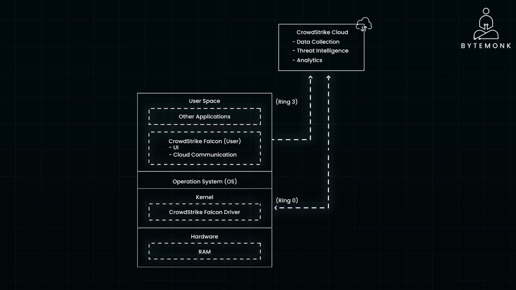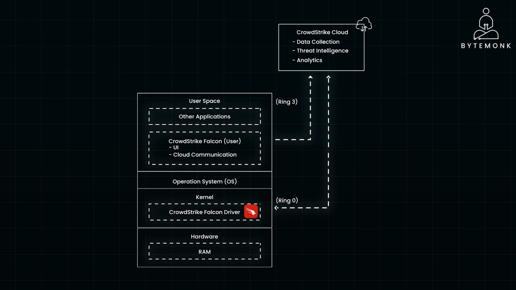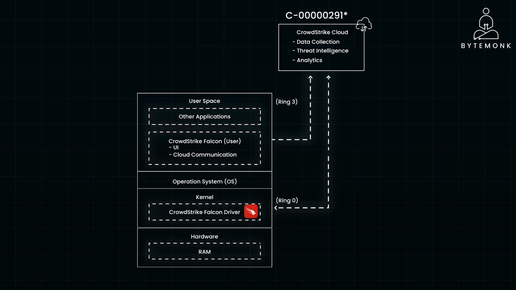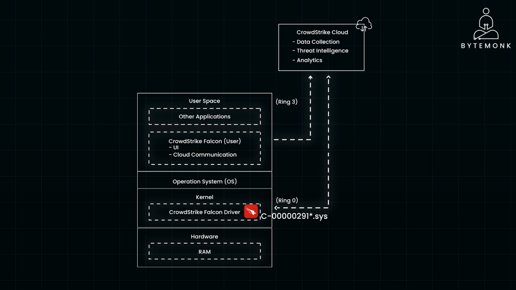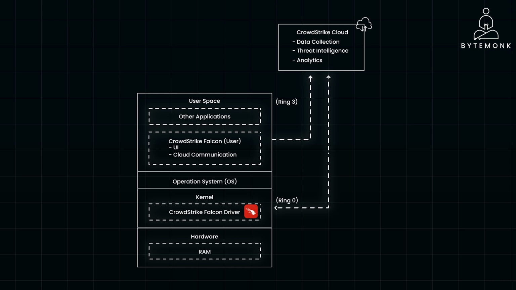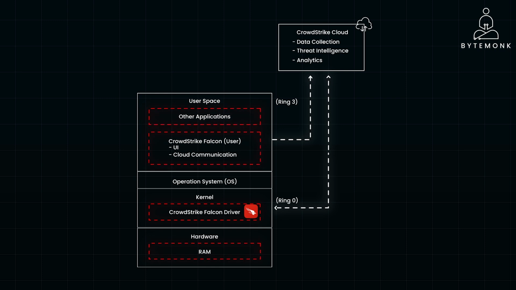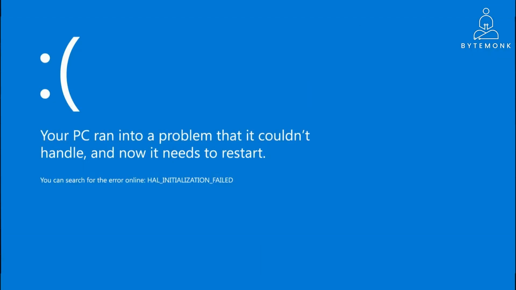So this is what happened. CrowdStrike deployed the latest version of the Falcon Agent, the C-00000291*.sys file was updated, and the running agents downloaded the file. This update contained a logic error that caused the Falcon sensor driver to crash. Because the driver operates in kernel mode, the crash led to a system-wide blue screen of death, or BSOD, for all the affected machines.